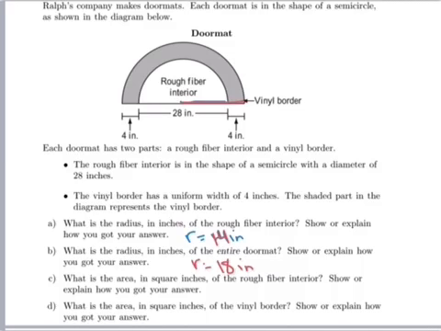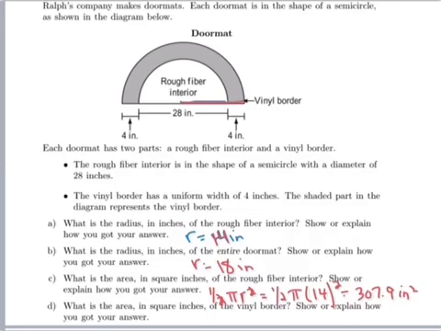Now it wants to know the area of the rough interior. Well, we can do 1/2 pi r squared because we're doing half of a circle. So that would be 1/2 pi, and the radius of the interior we said was 14. So now if we just do 1/2 of pi times the radius squared, we get 307.9. And that would be square inches because we found area.